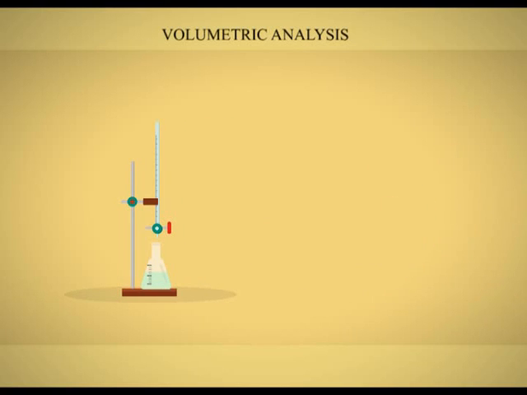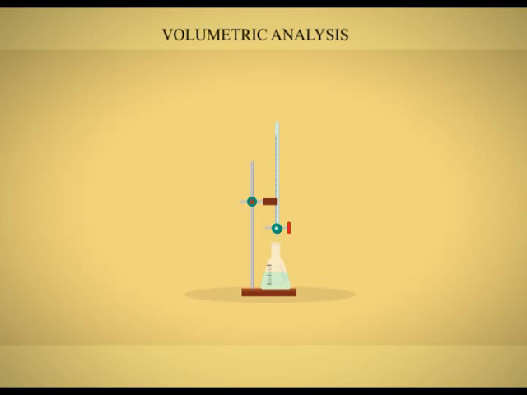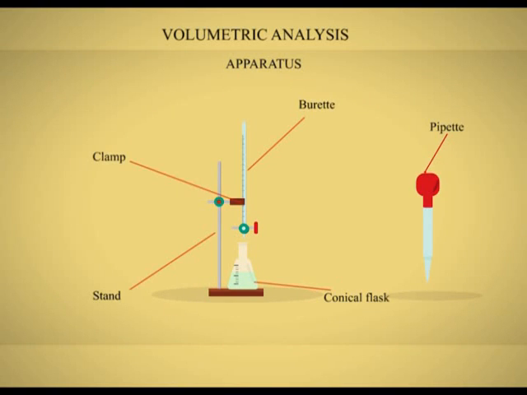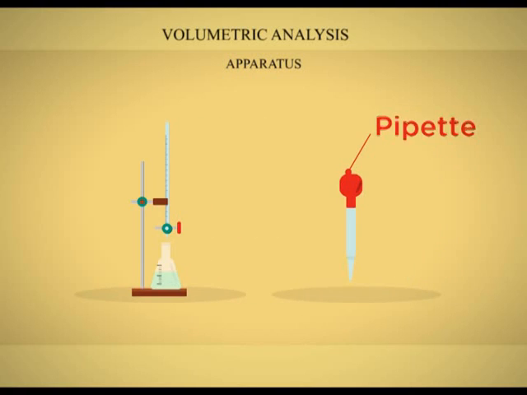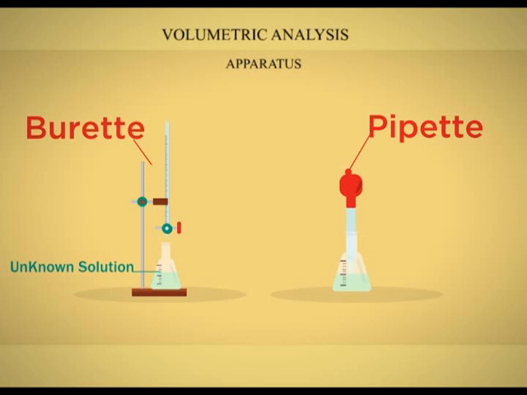The apparatus needed for a titration experiment include a pipette, a burette, a stand with a clamp, and a conical flask. The pipette is used to accurately measure a certain volume of the unknown solution into the conical flask. The burette is used to add the known solution into the unknown. The conical flask rests on the base of the stand and the burette is firmly held by the clamp.